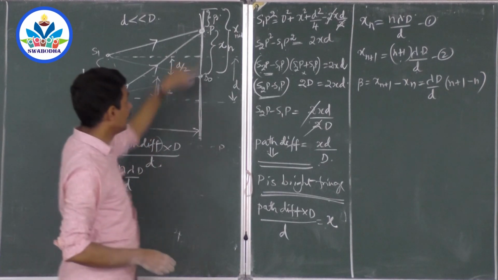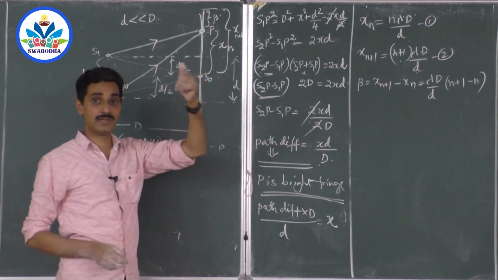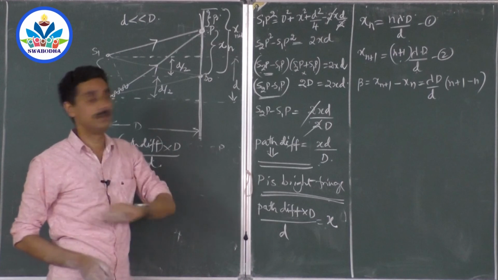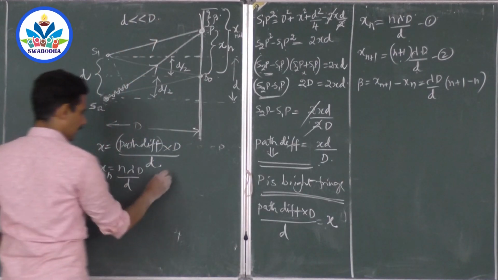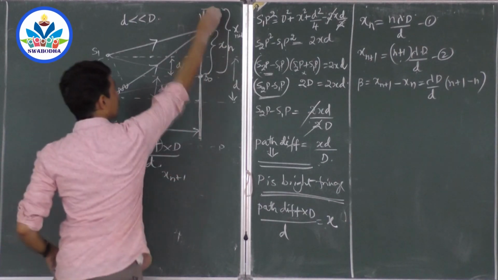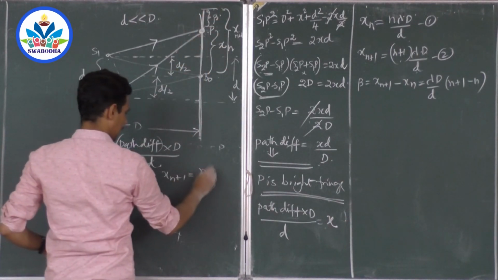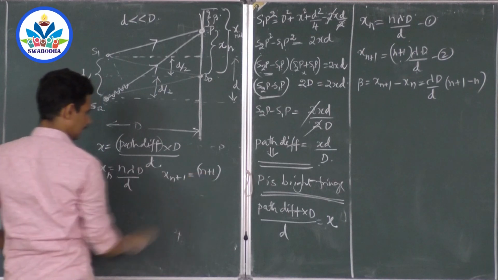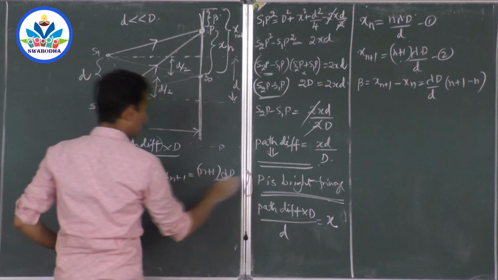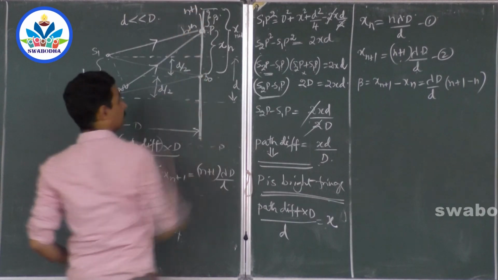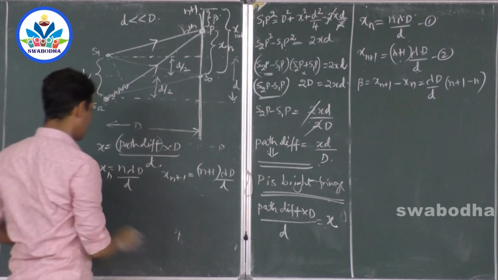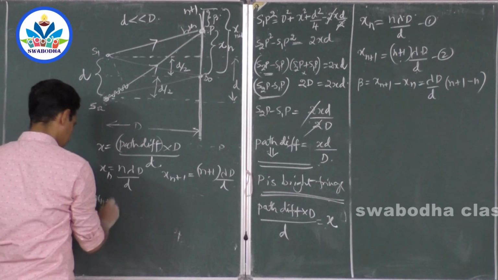Another person says, sir, just above that I have one more bright fringe, which is the next one, the 8th one, or the n plus 1th fringe. So this is xn. What is xn plus 1? Just above this, xn plus 1 is n plus 1, 7th to 8th, lambda D by d. So what is the distance between the nth and n plus 1th bright fringes? The distance between them is xn plus 1 minus xn.